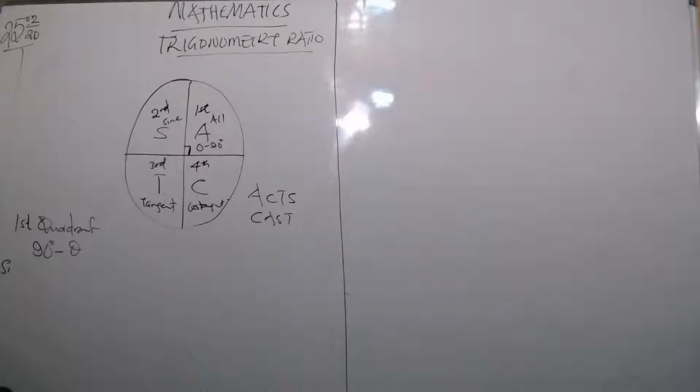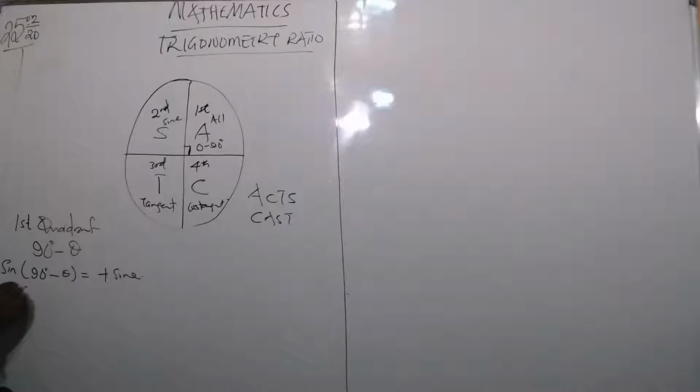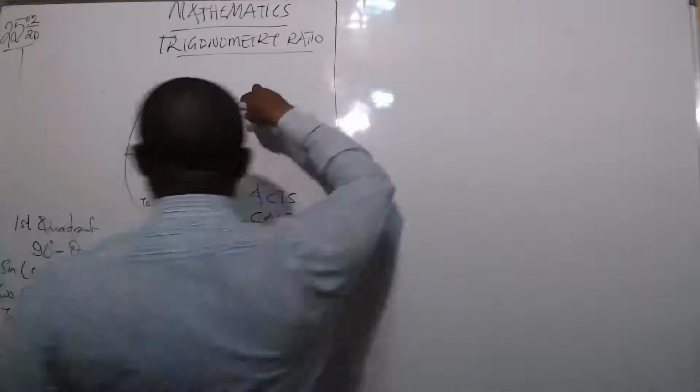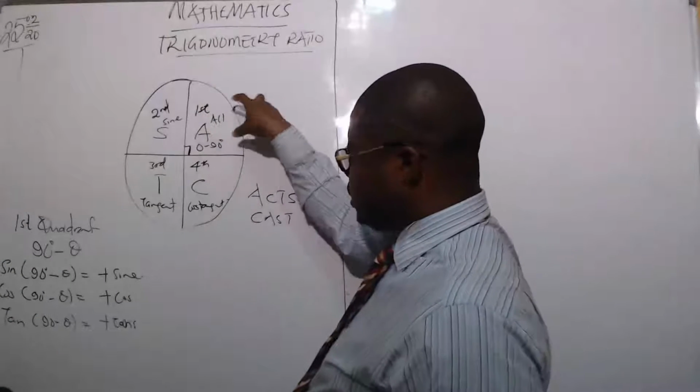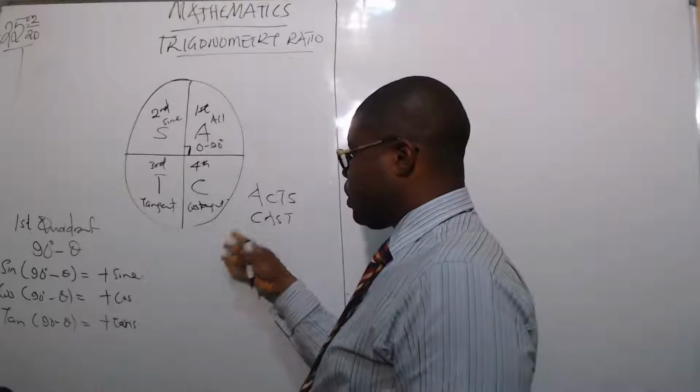Here we now want sine of 90 minus theta. Our sine there is positive. We have cos of 90 minus theta. Our cos is also positive. Then we have tan of 90 minus theta. That is also positive. So when we have this in mind, when we are going to solve questions, we're going to apply this quadrant in solving some of these problems, right?